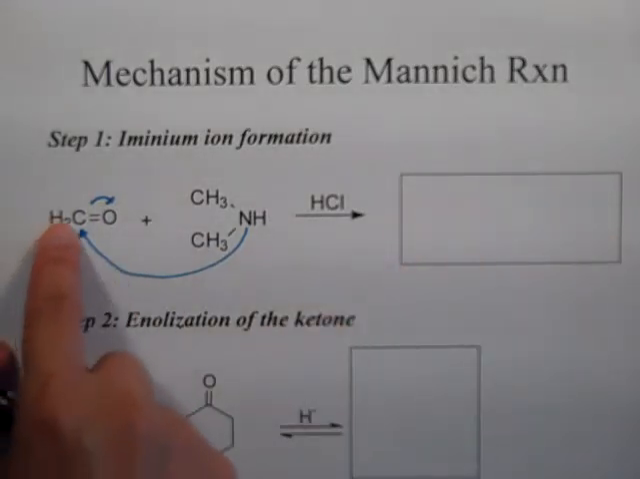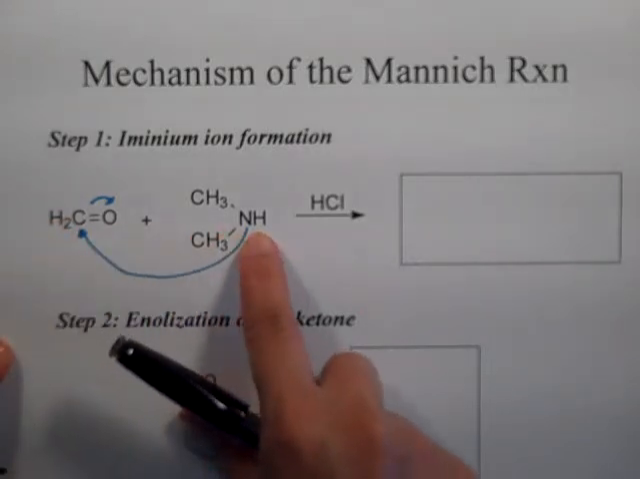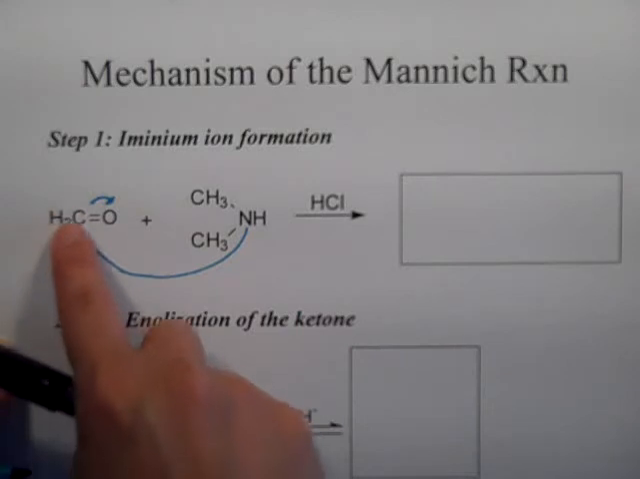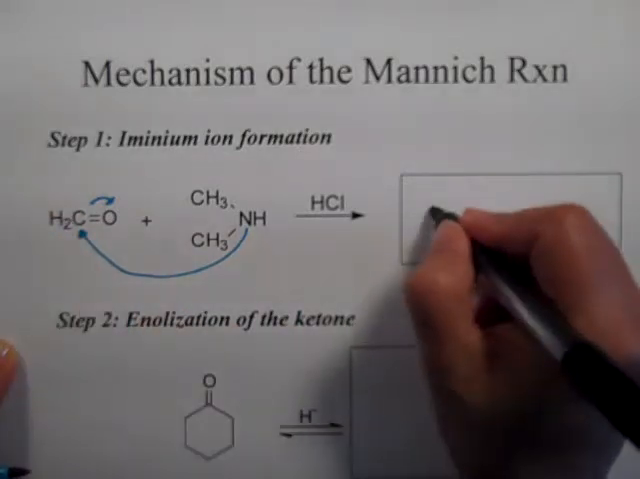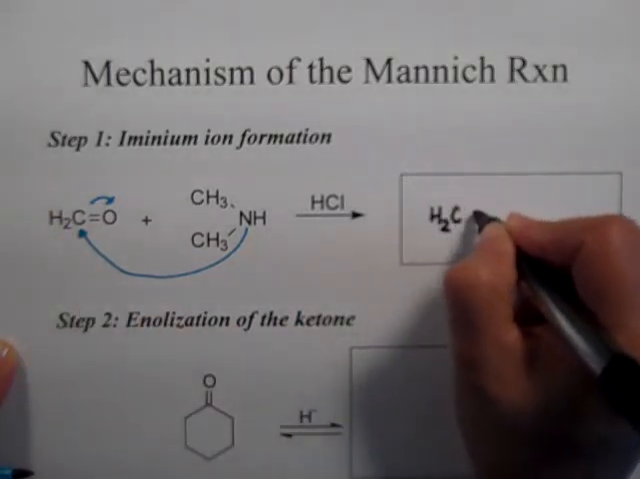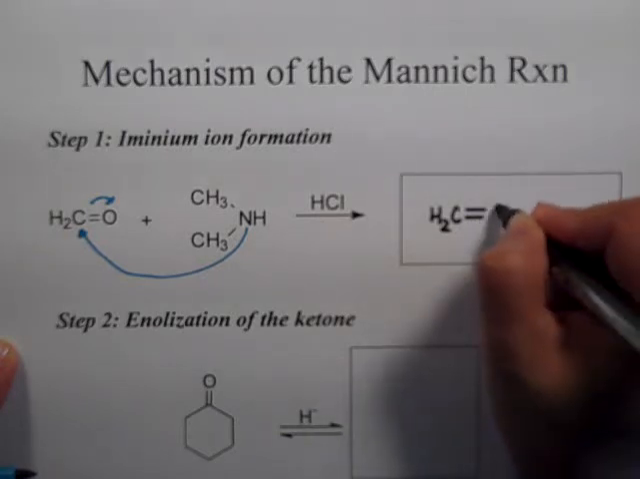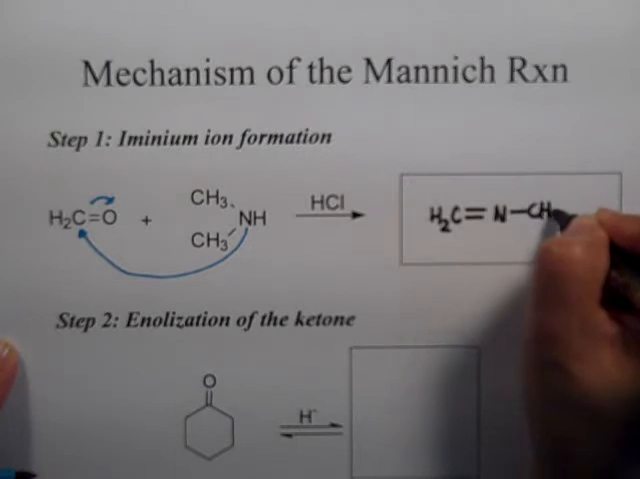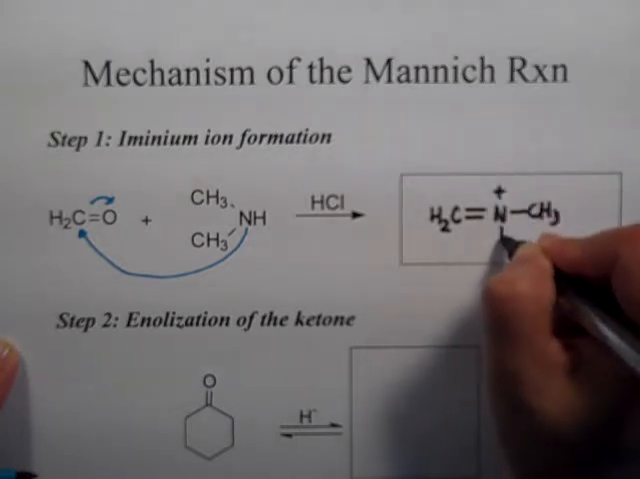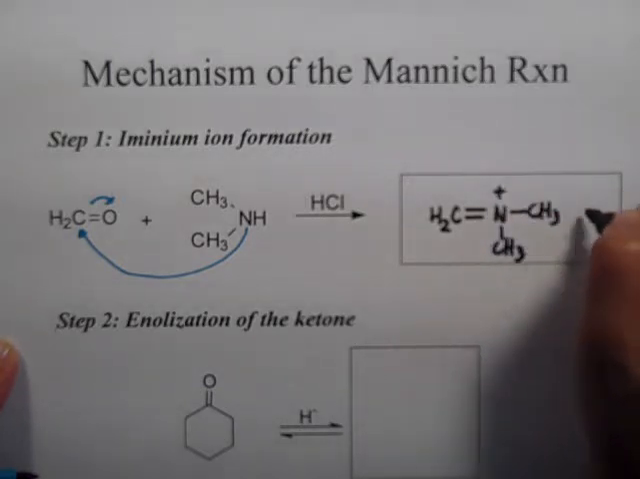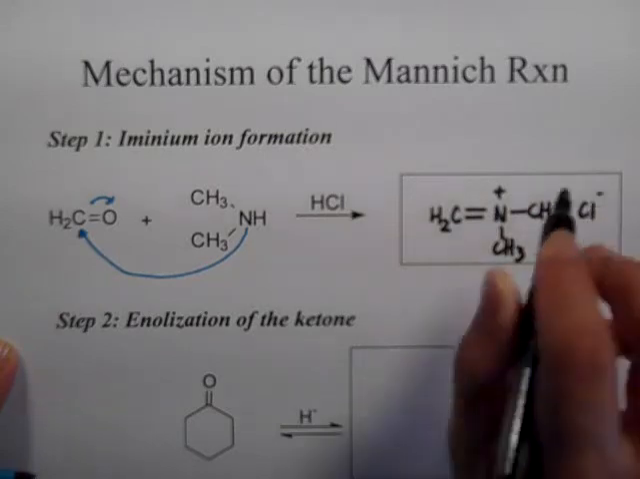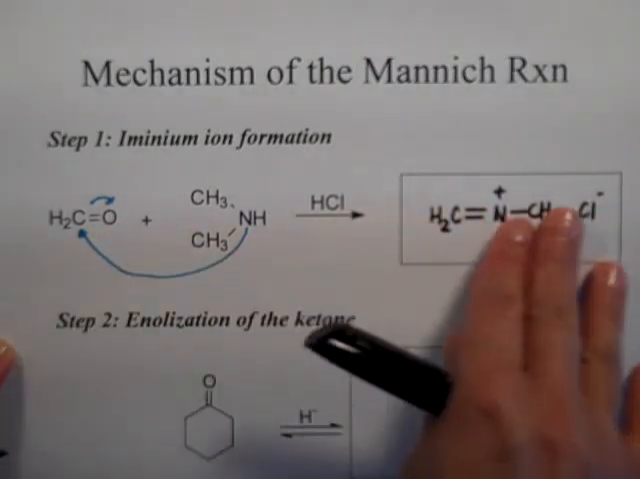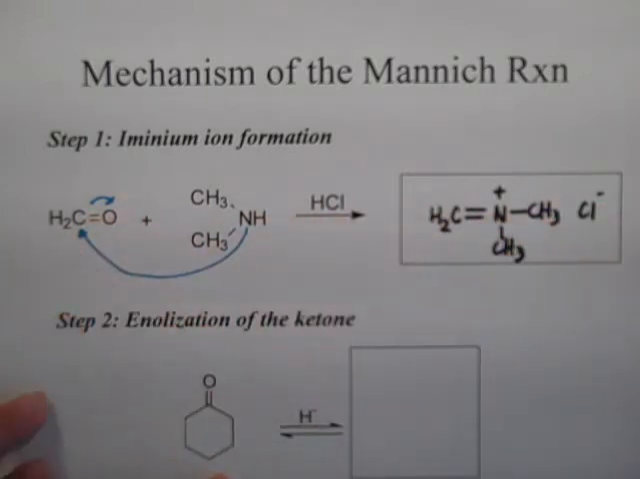Now notice that I have formaldehyde. Normally when you use a secondary amine, you would make an enamine, but I don't have a choice. I don't have an alpha carbon here. So the double bond has to stay in place, and the nitrogen is going to have to be positive. And that's why this is referred to as the salt, because it's an iminium salt. So this is what's happening with the formaldehyde.